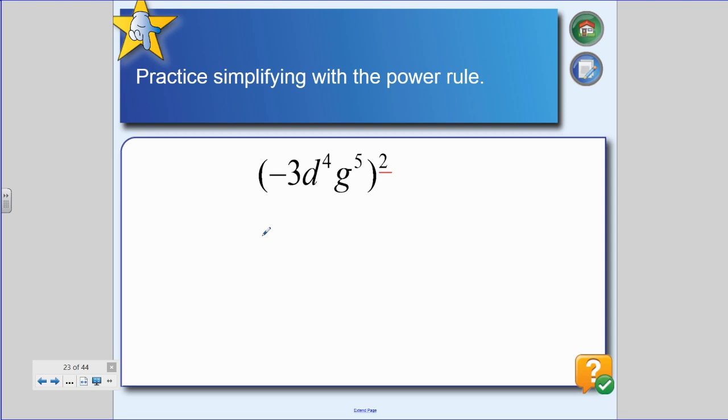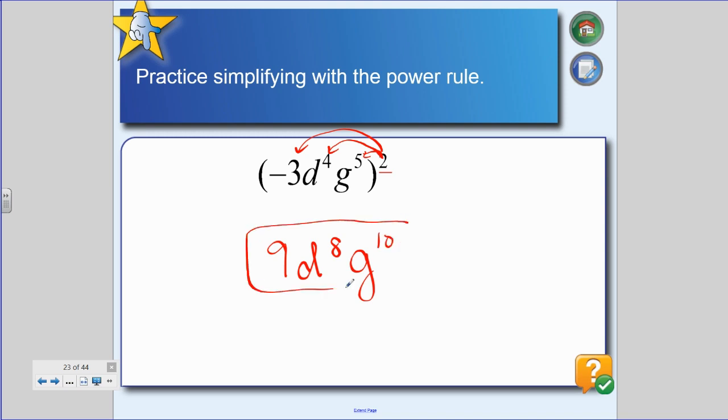Okay, so negative 3 squared. I've got a negative inside a parenthesis, so it is indeed getting squared. Negative 3 to the 2nd power would be positive 9. Now, d to the 4th squared, 4 times 2 is d to the 8th. And g to the 5th squared, 5 times 2 is g to the 10th. And there it is. There's my new monomial answer.